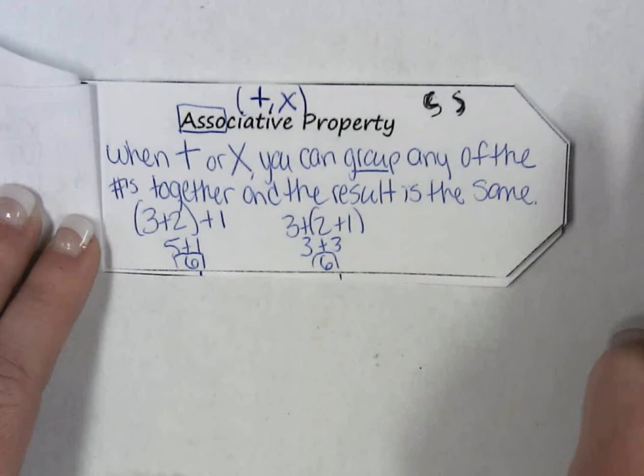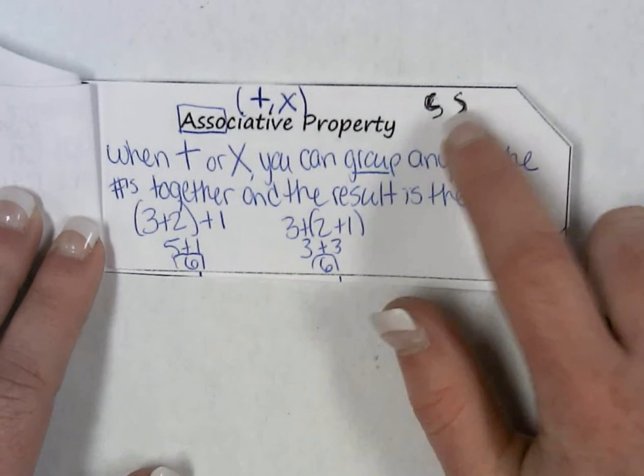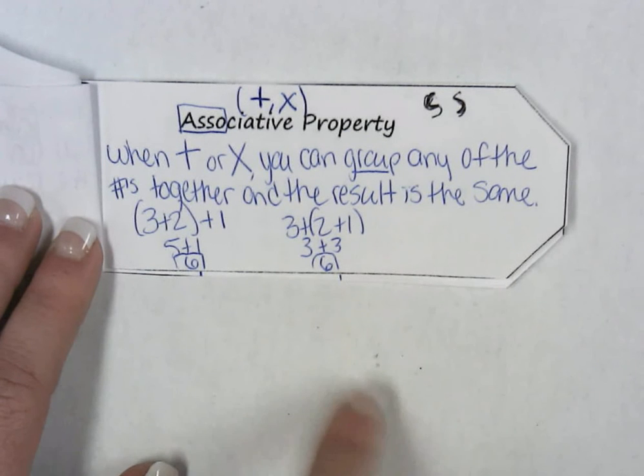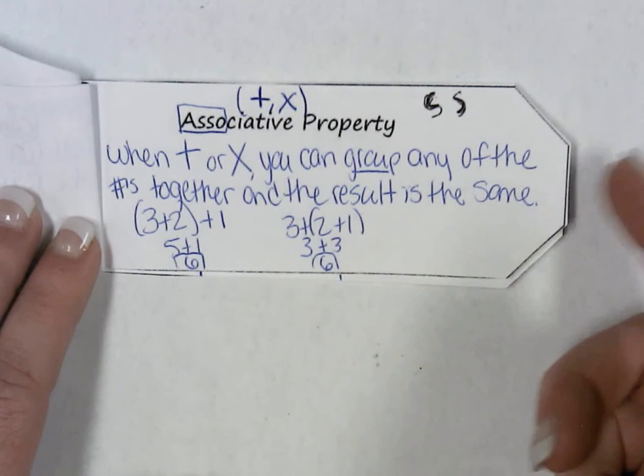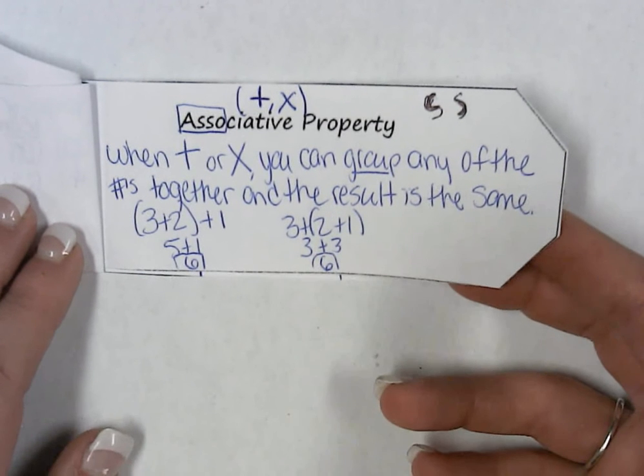So all stay same order. Your S's are like little parentheses. Your groups change, but the result is the same. So when your parentheses move places, but your answer is the same, that means you're using the associative property.